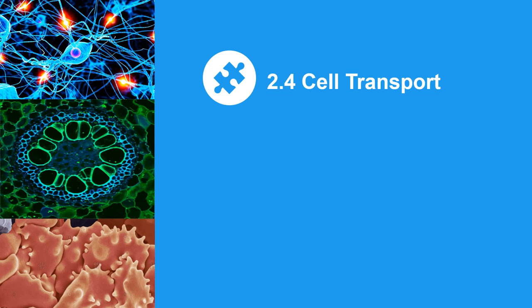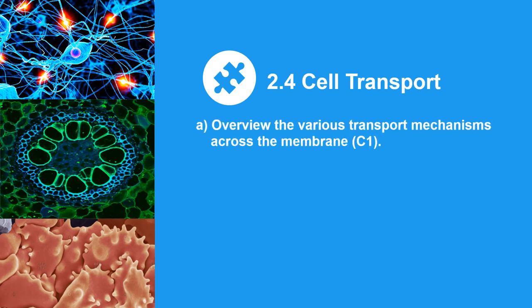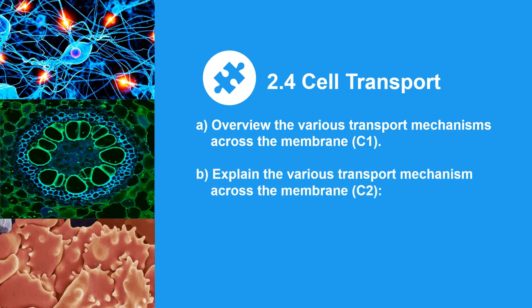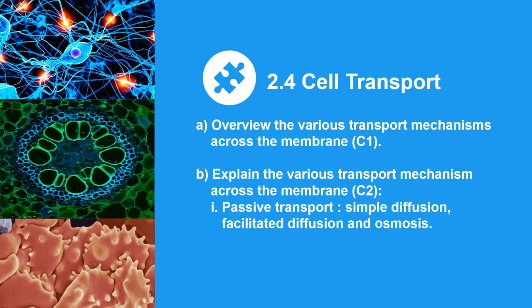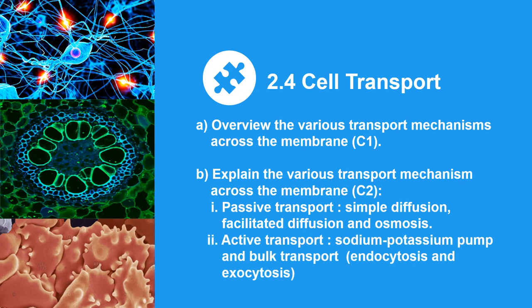2.4 Cell Transport. A, overview the various transport mechanisms across the membrane. B, explain the various transport mechanisms across the membrane. 1. Passive transport: simple diffusion, facilitated diffusion and osmosis. 2. Active transport: sodium-potassium pump and bulk transport, endocytosis and exocytosis.